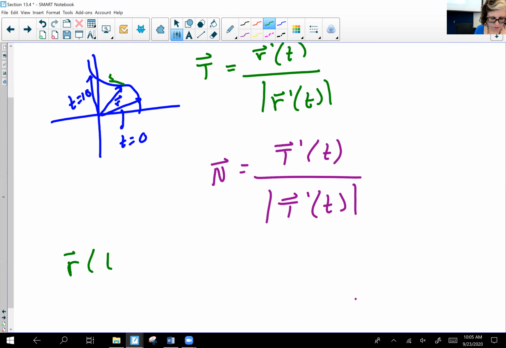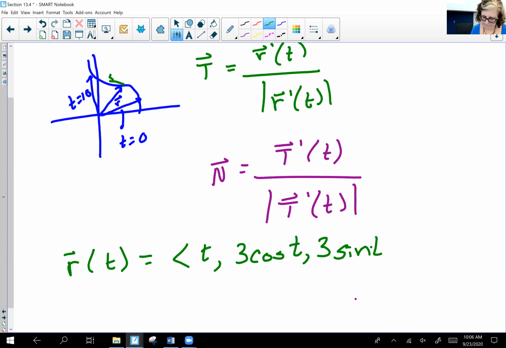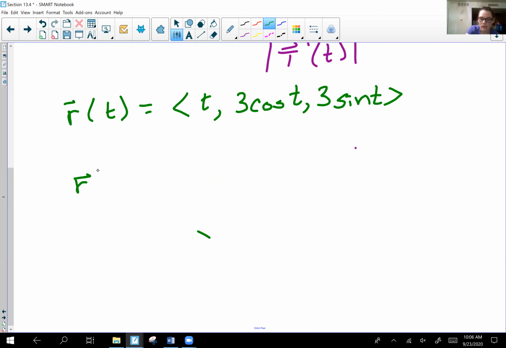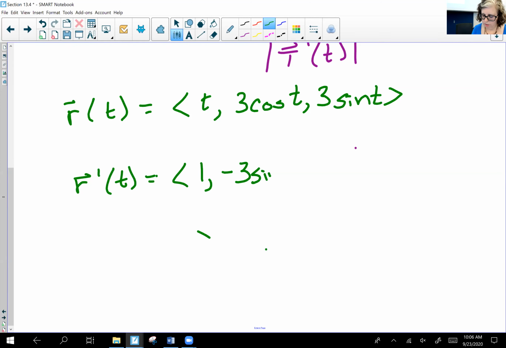All right, so let's go ahead. Our R vector is then t, 3 cosine t, 3 sine t. The derivative of this: when we take the derivative of t, that's just going to be 1. Then we're going to have negative 3 sine t, and then positive 3 cosine t.